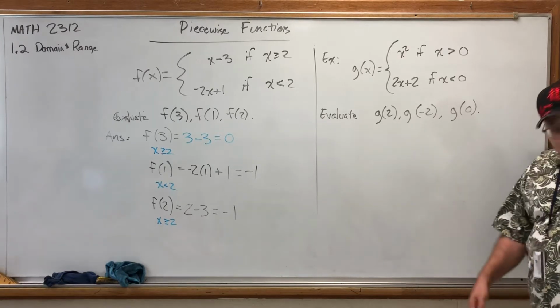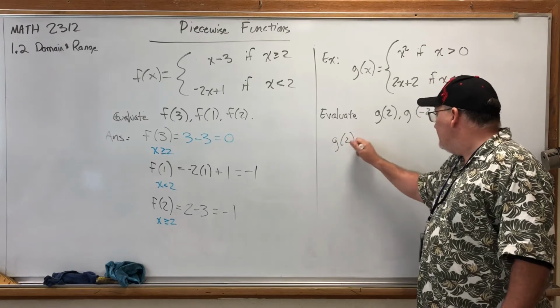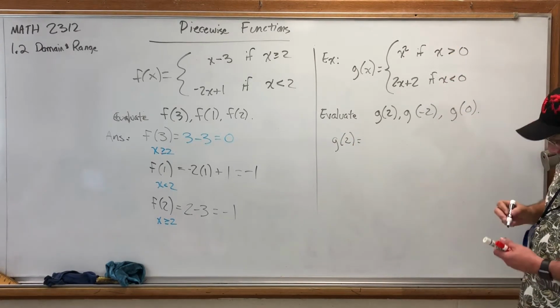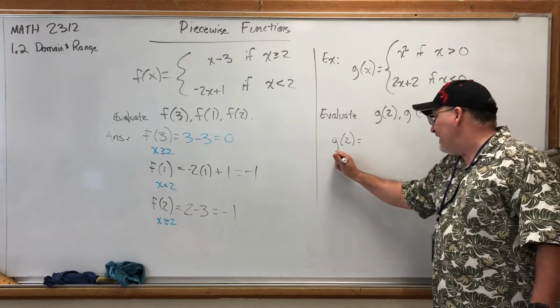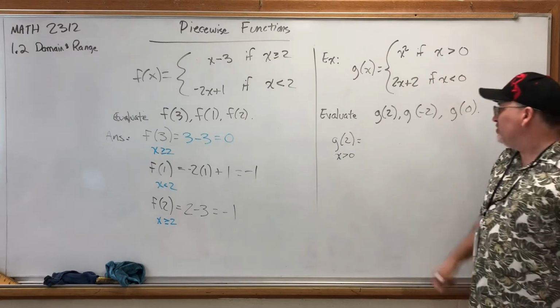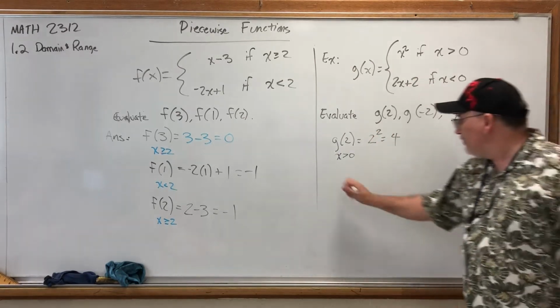And now we're going to do it. When we put in 2, you just have to look up here and say which inequality does 2 satisfy. It satisfies the top one. It satisfies the inequality x is greater than 0, which means I'm going to use the top function, which says give me an input and I'll square it. g of 2 is equal to 4.